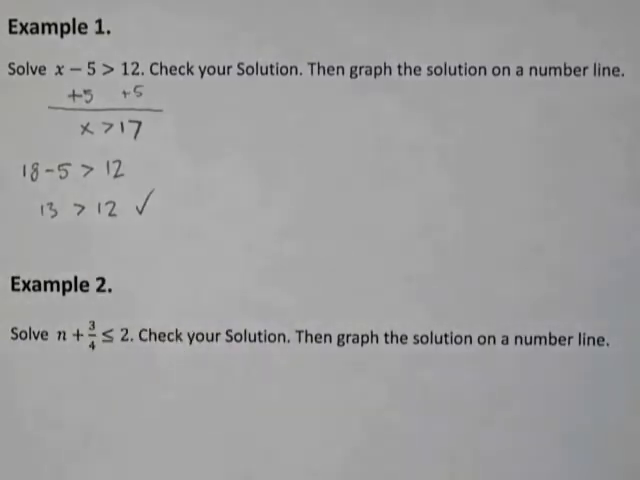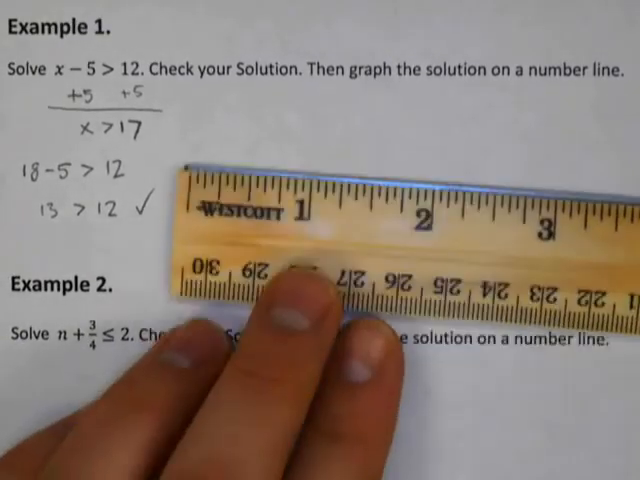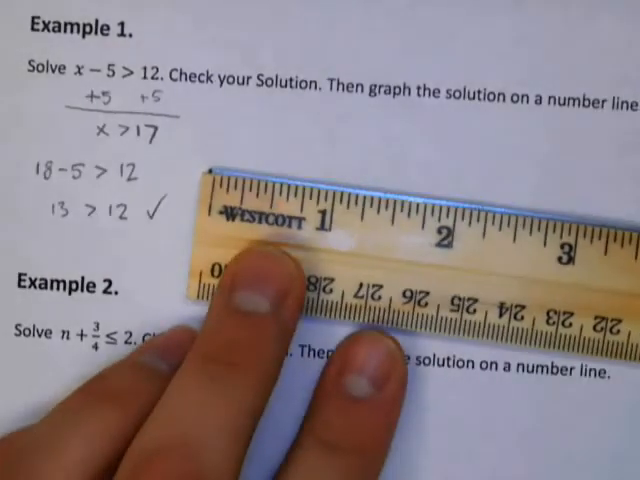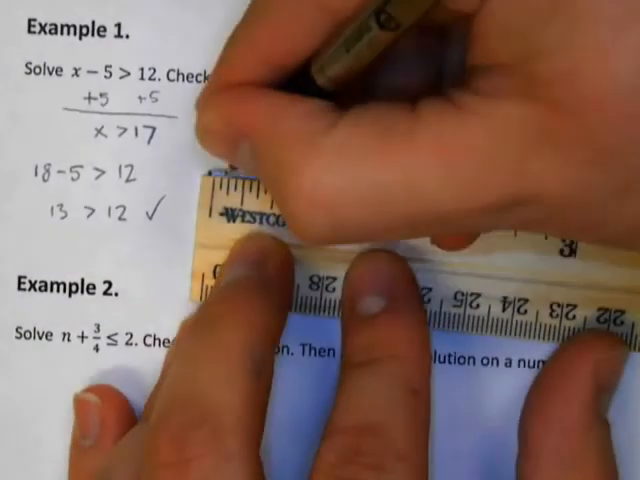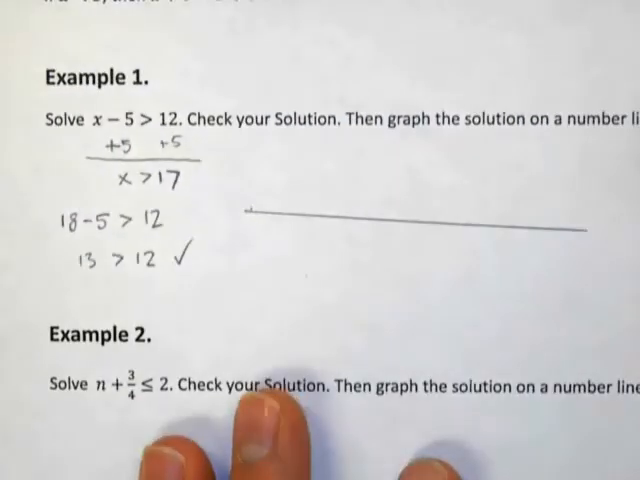Now we have to graph this on a number line. So I'm going to make a little number line here real quick. I'm just going to use my ruler to make sure I get a straight line, and that's kind of crooked, isn't it? Oh well.